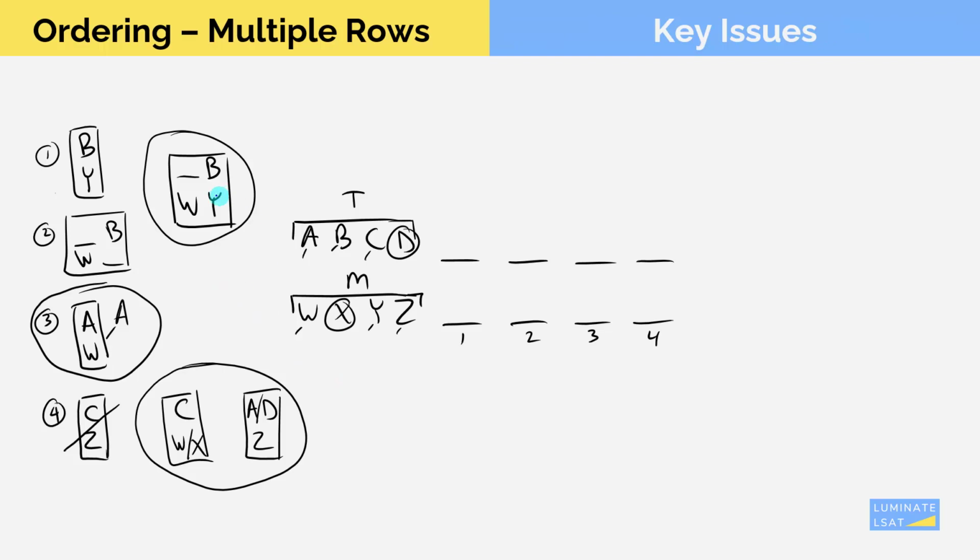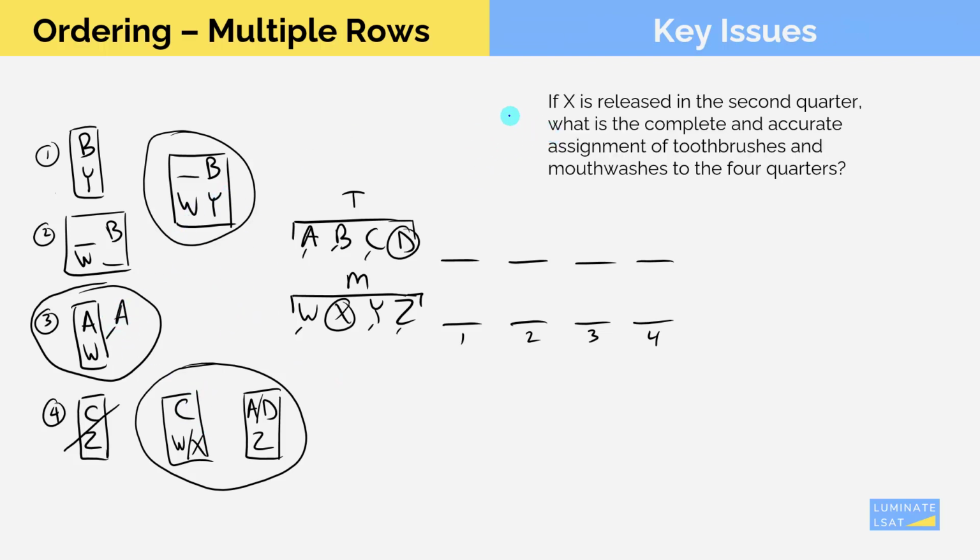I'll circle the relationships that I still have to keep track of, and now let's take a look at an example problem. Go ahead and pause the video, try this on your own, and we'll discuss when you're back. So this question says, if X is released in the second quarter, what is the complete and accurate assignment of toothbrushes and mouthwashes? So basically, figure everything out if you can. Let's start by putting X in the second quarter.